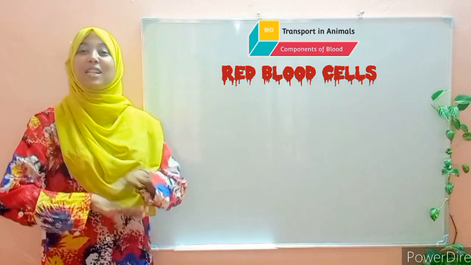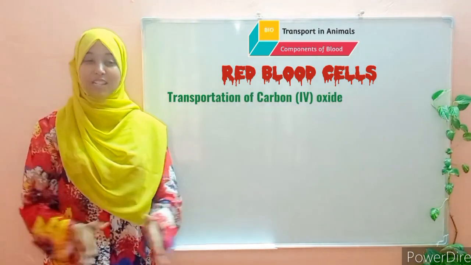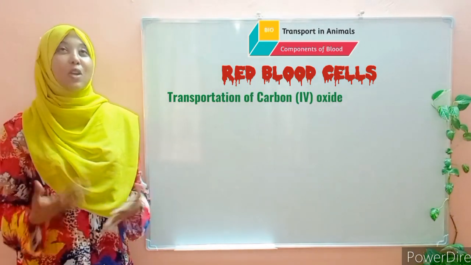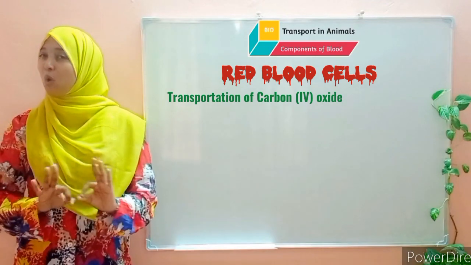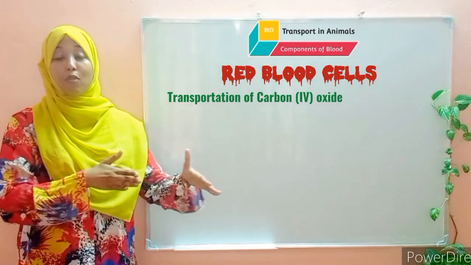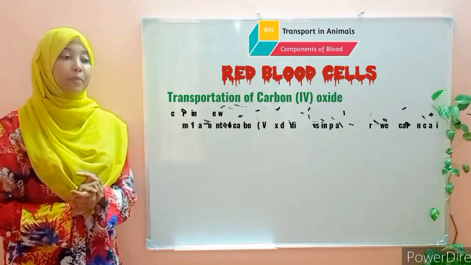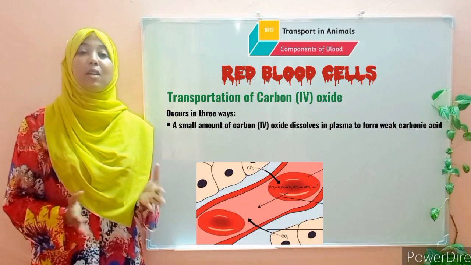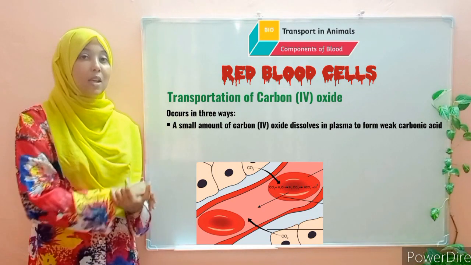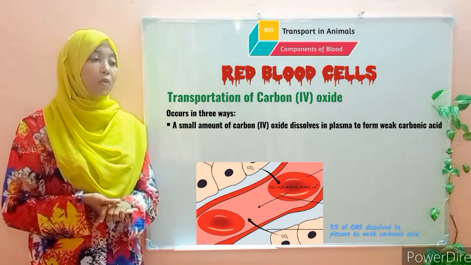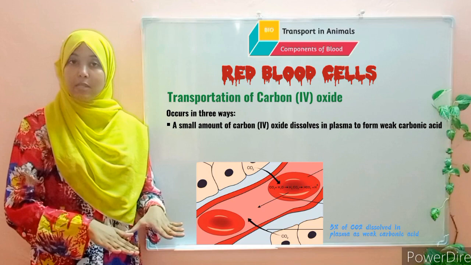Now, moving on. Transportation of carbon 4 oxide. Transportation of carbon 4 oxide is quite unique in that it occurs in several forms. Let's start with the first one. The first one is in the form of weak carbonic acid. Around 5% of carbon 4 oxide dissolves in plasma.